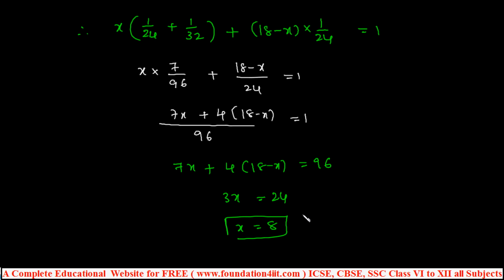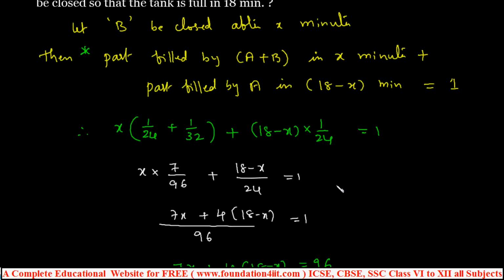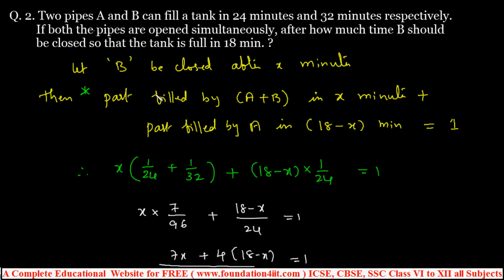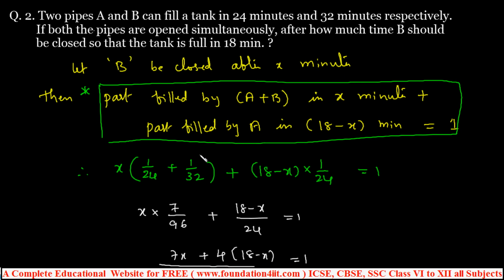That means B should be closed after 8 minutes. That's it. What they ask, you can take as some x and we can solve. This step is important, because these separate parts together are equal to 1. So this is the main step. From that we can convert it to an equation and we solve. Right? We'll see a few more questions.